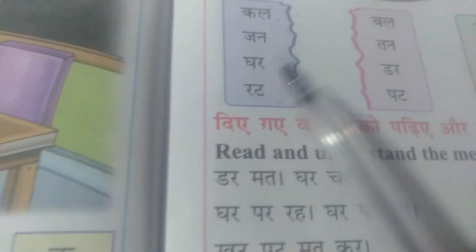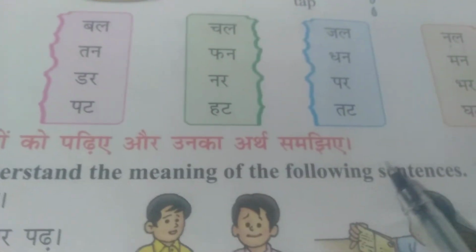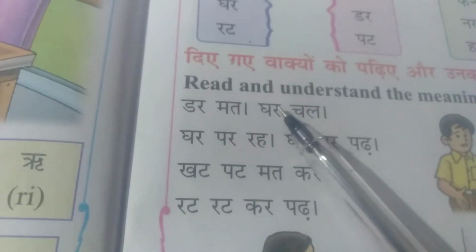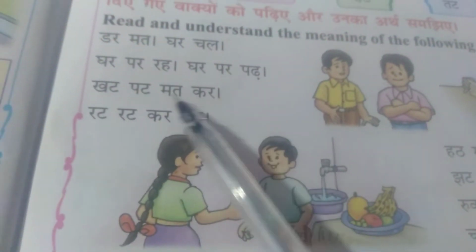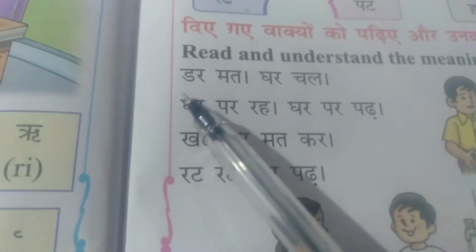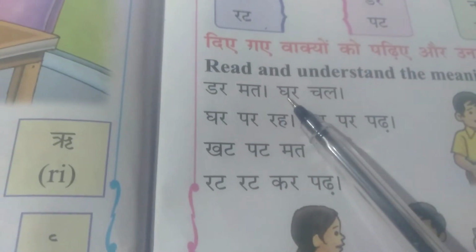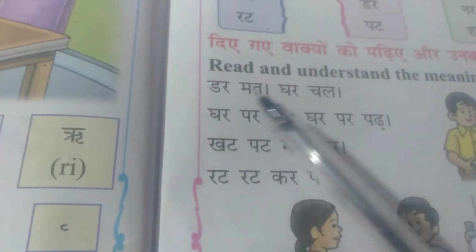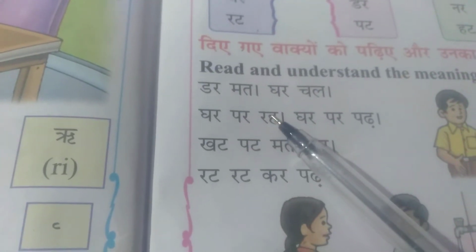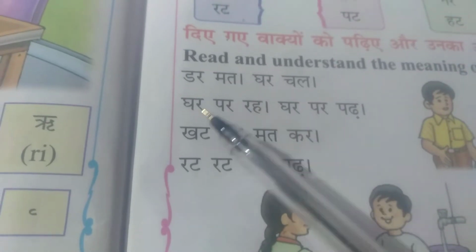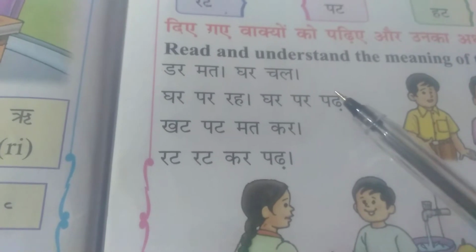Now read and underline the meanings of the following sentences. Now they had given the two letter word sentences. Look at this picture. Related to these pictures only, all those sentences have been given, children. Come on, say: dar mat, don't get scared. Ghar chal, let's go home. Ghar par raha, stay at home. Raha means stay. Ghar par pad, stay at home and learn.